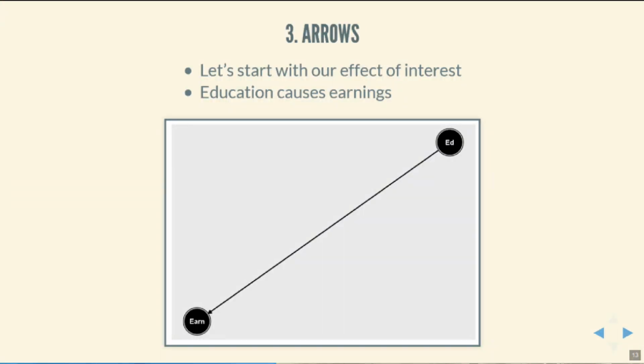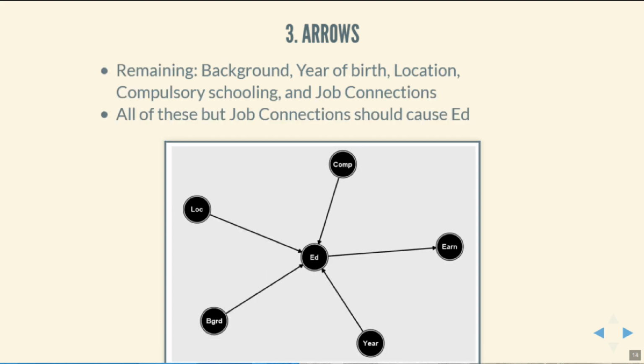So let's do this example with our education. We're going to start out with our effect of interest. We draw our treatment variable there, education, on the board, and we draw an arrow from education to earnings. We think that your education affects your earnings. Next, we're going to consider some other variables that might be in here.